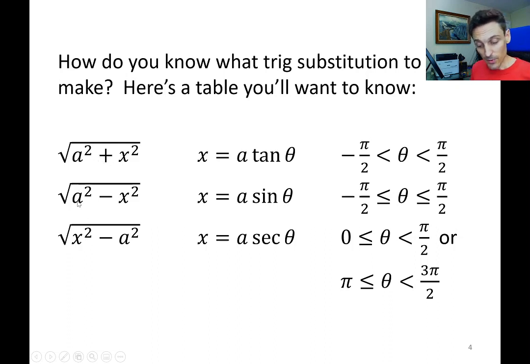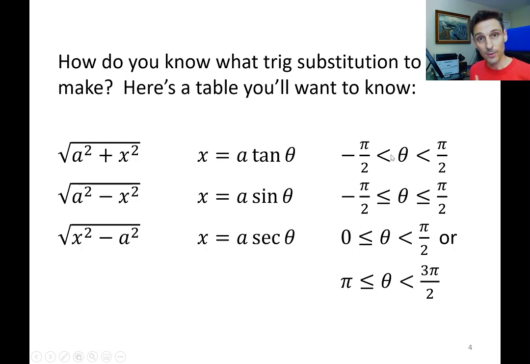If you have the square root of a squared minus x squared, like we saw in example 1, we had the square root of 9 minus x squared, then letting x equal a sine theta is a good choice for a substitution because that's going to collapse that radical down to something simpler. And then if you have the square root of x squared minus a squared, letting x equal a secant theta will collapse that radical down.